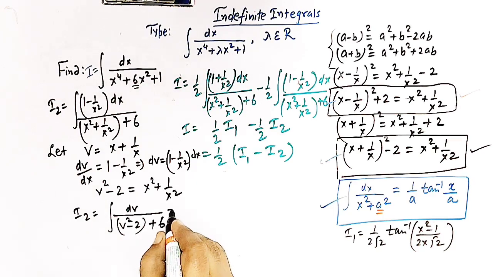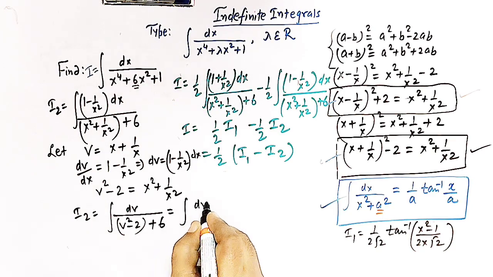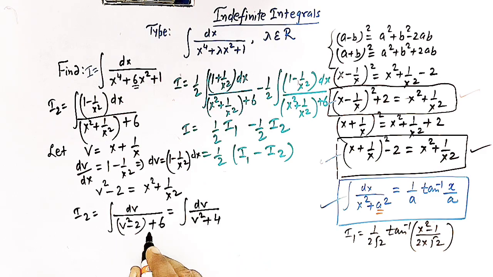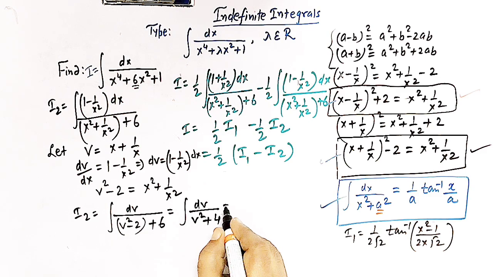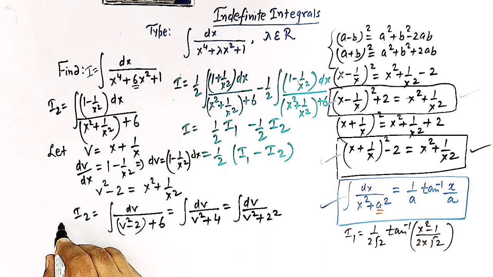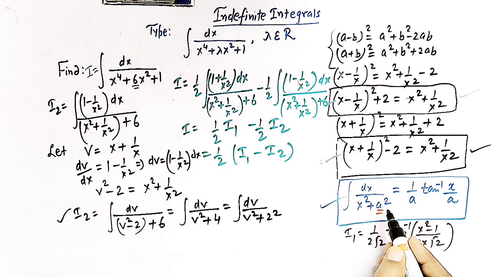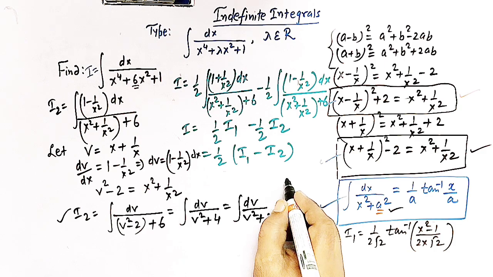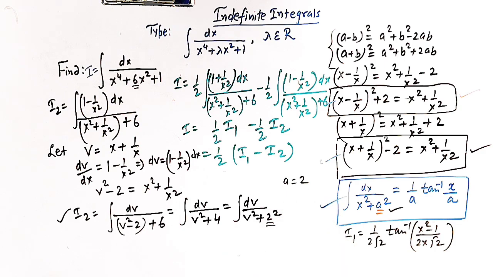So let us simplify it. So we have dv, and here we have v square plus 4, that is 6 minus 2 is 4. So here we have dv over v square plus 2 square. So again this integral I2 is also of this form, that is integral dx over x square plus a square. The value of a is 2, right?